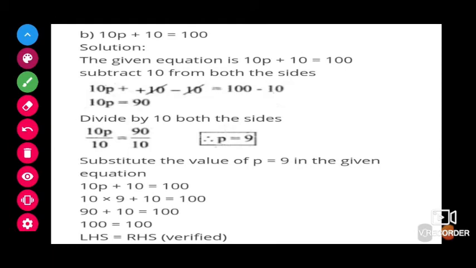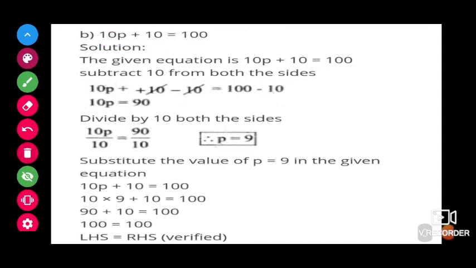Next, 10p plus 10 equals 100. Now children, first we'll look at 10p plus 10. Here two terms are there. One term is related to p, and one term is a constant. So first we will start from the single constant.